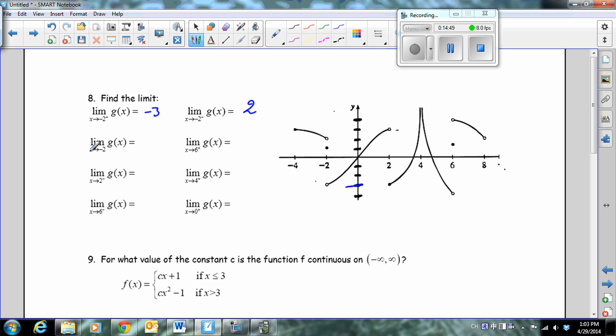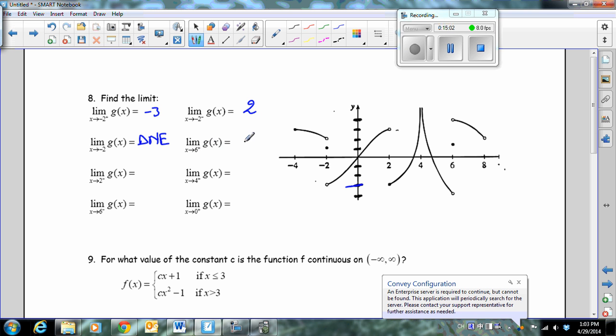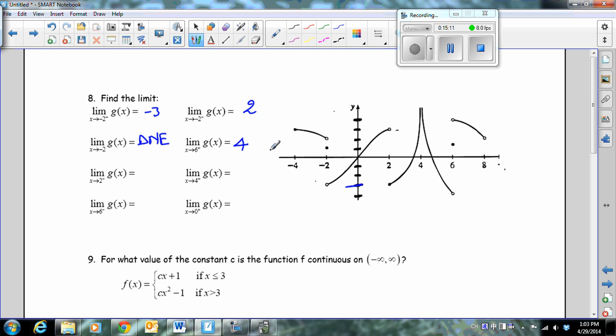I'm correct. The limit of g of x as x approaches -2 does not exist, and I would say does not exist because these two are different. The limit as x approaches 6 from the positive side will be 4. 6 from the positive side is 4. But if I do the limit as x approaches 2 from the negative side, that's a 3. The limit as x approaches 4 from the positive side, well, I cannot tell because of this situation here. So I will say does not exist.